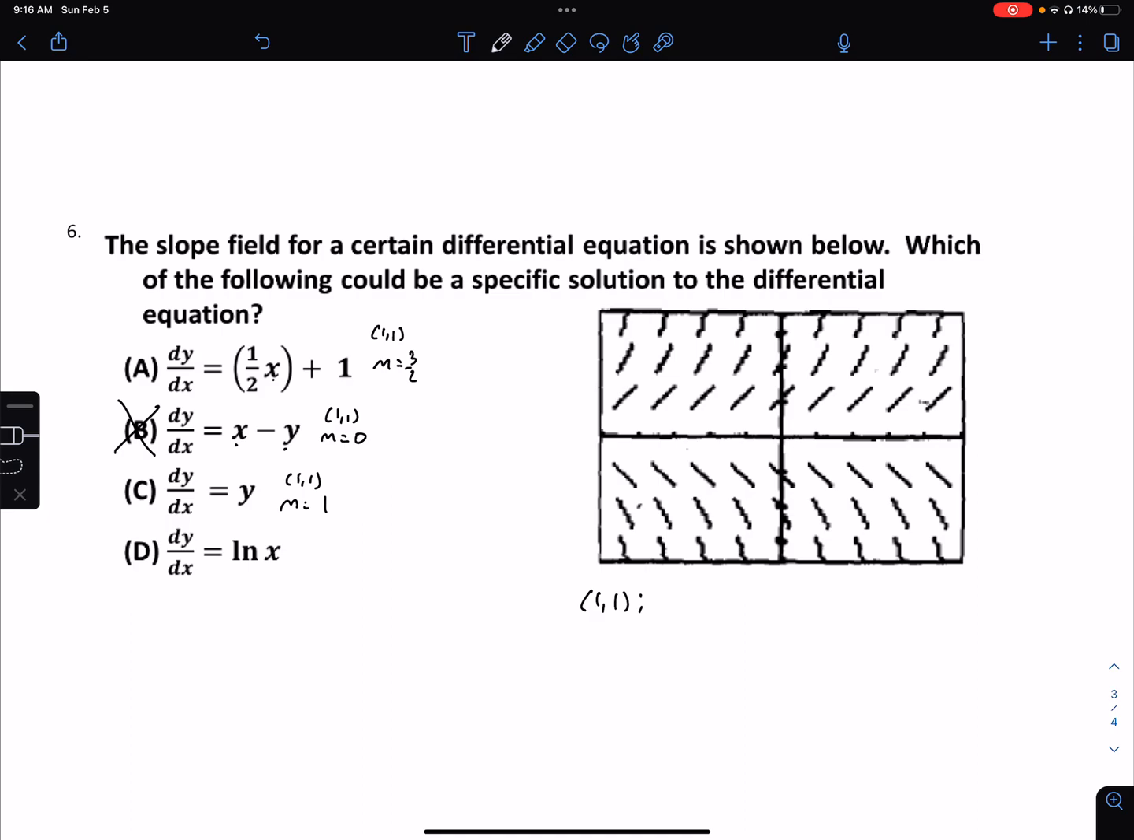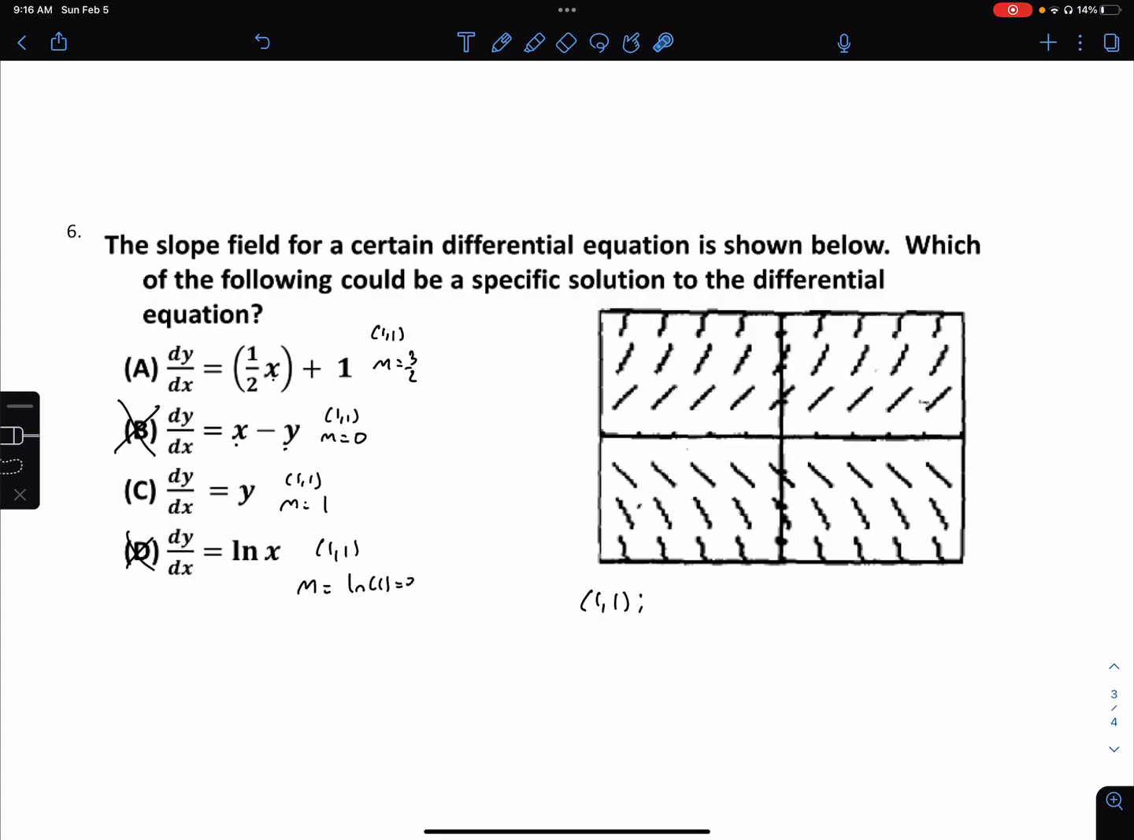Let's go to the natural log. If I plug in 1, 1 here, my slope is just going to be the natural log. Whoops, let me rewrite all that. Looks terrible. There we go. My slope here would be the natural log of 1, which is 0. And we already said it's not 0 because that'd be the same as B. So I'm stuck between choice A and choice C.